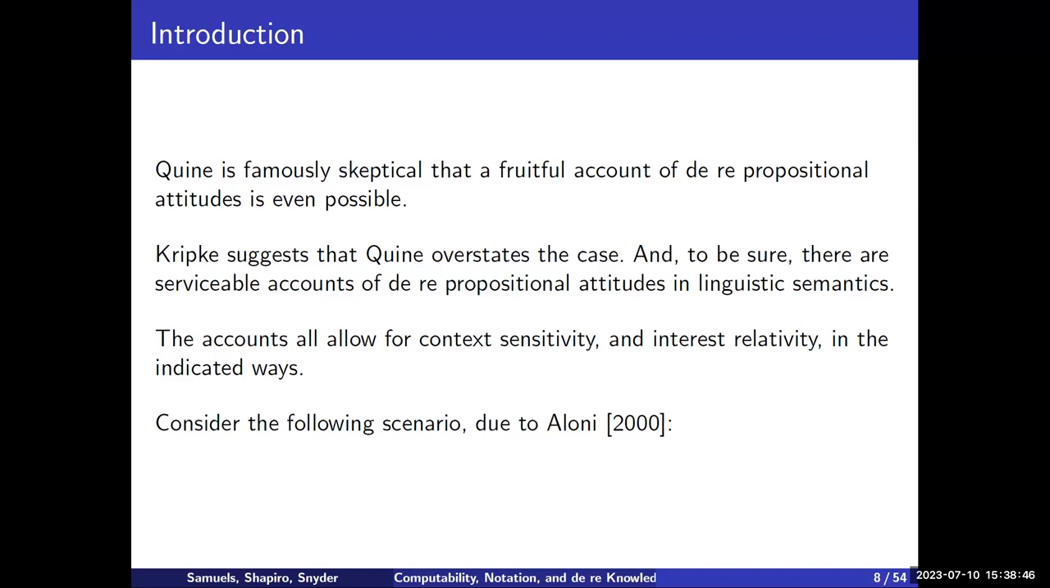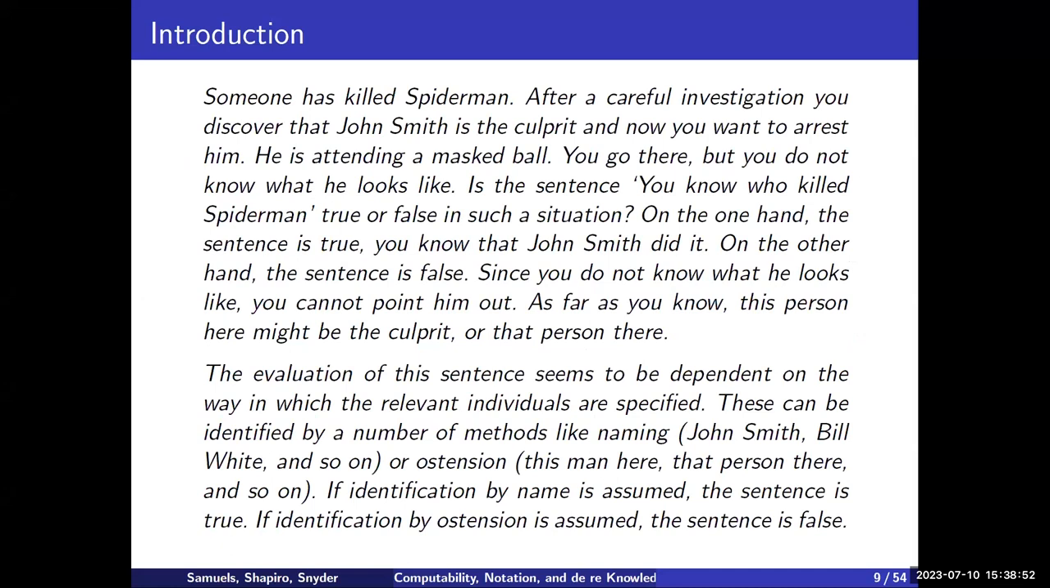Consider the following scenario due to Marie Ohlone. So someone killed Spider-Man. I love this example. After a careful investigation, you discover that John Smith is the culprit and now you want to arrest him. He is attending a masked ball. You go there, but you do not know what he looks like. Is the sentence, you know who killed Spider-Man, true or false in such a situation?